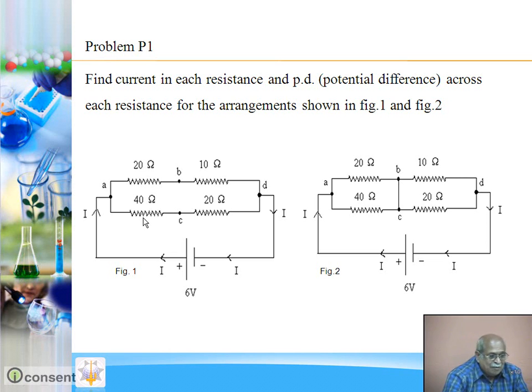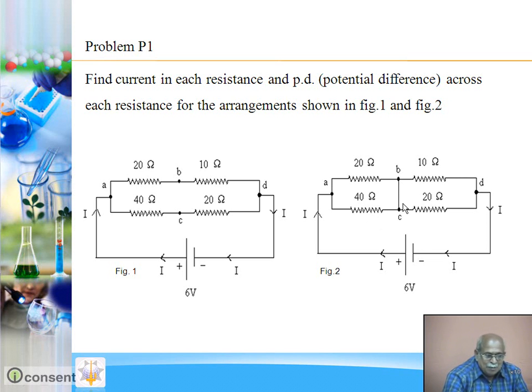So what can we say? In figure 1, B and C are at same potential. So these 2 points can be joined. That gives figure 2. After we join B and C, we get figure 2. So if we join points B and C, there is no change in current, no change in potential difference anywhere in the circuit.